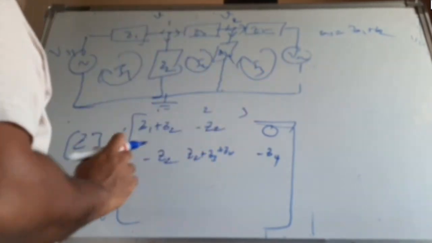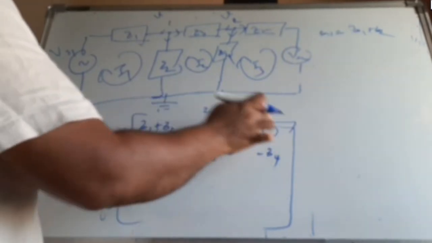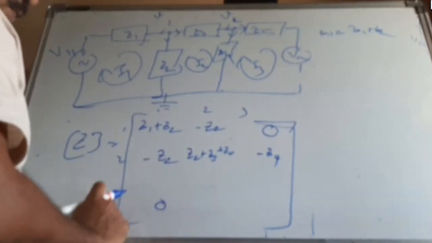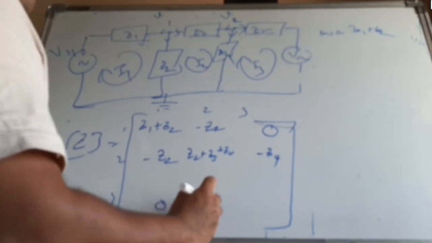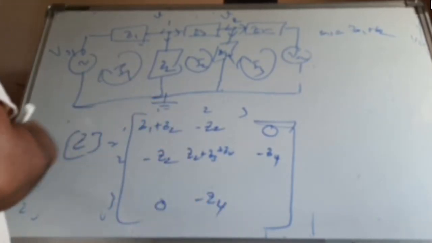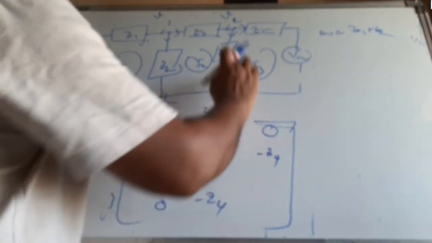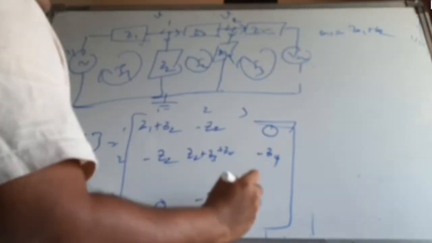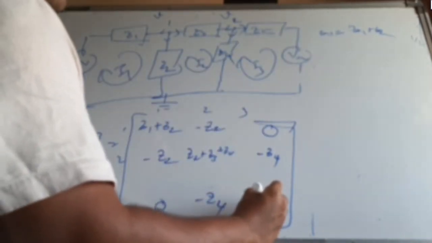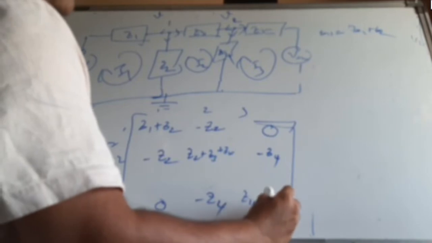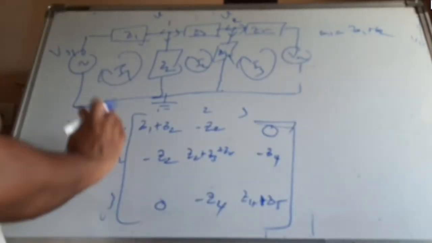Coming to the third loop. What is Z31? What is Z32? The same value, minus. What is Z33? The same, the total of the impedances in loop 3. Therefore, now you have got the impedance matrix.